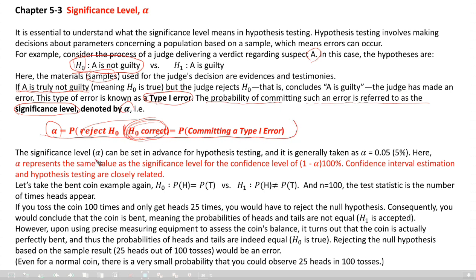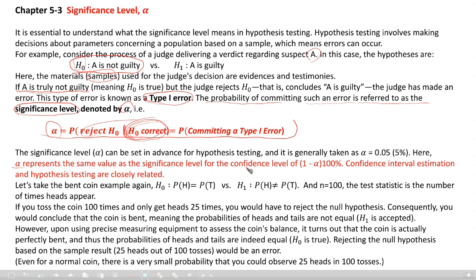Significance level alpha can be set in advance. For hypothesis testing, it is generally taken as alpha equal to 0.05, 5%. Here, alpha represents the same value as the significance level.